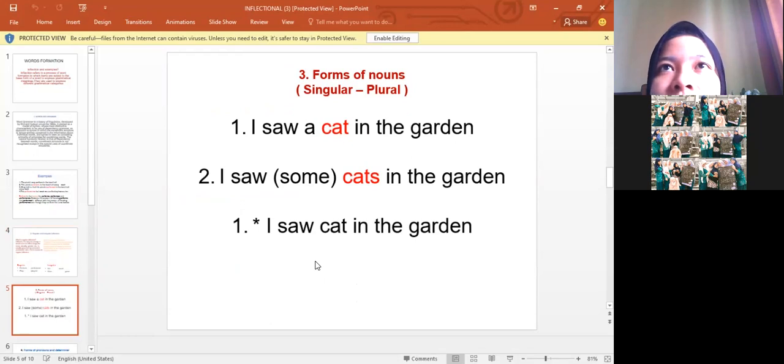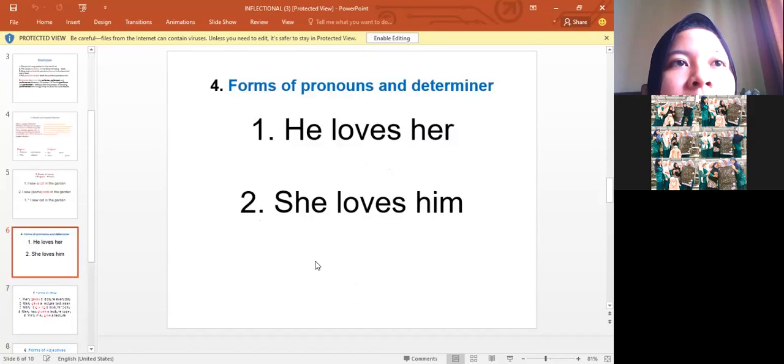And number 3 is forms of nouns, singular and plural. Like the example, number 1, I saw a cat in the garden. Number 2, I saw some cats in the garden. And I saw cats in the garden. And number 4, forms of pronouns and determiners, like the example number 1 is he loves her, and number 2, she loves him.